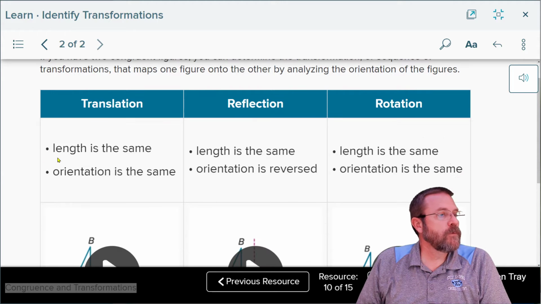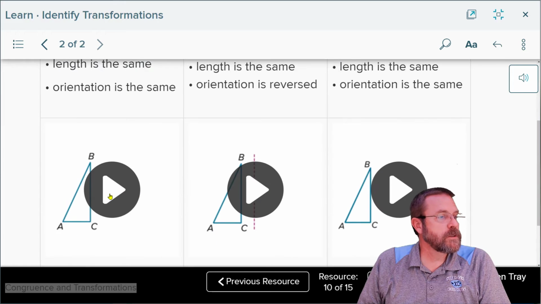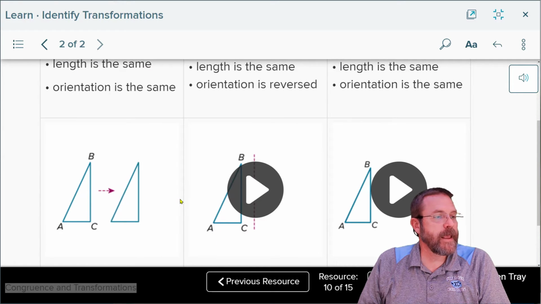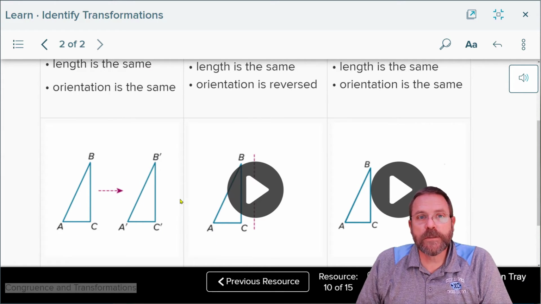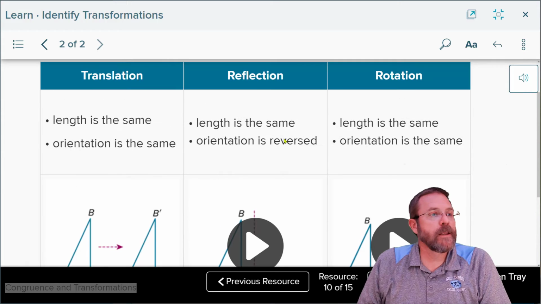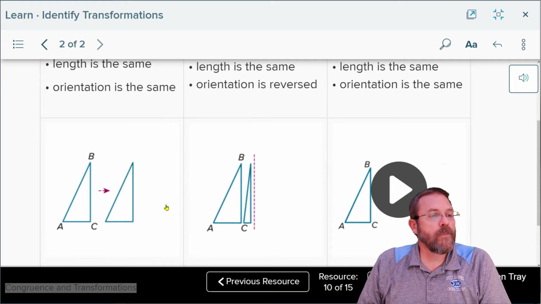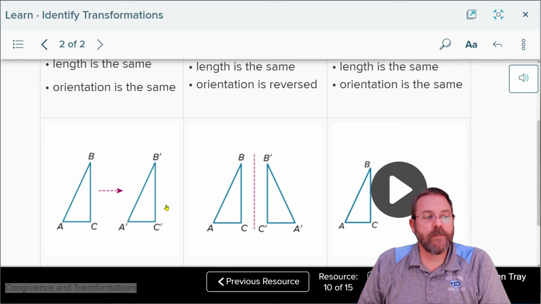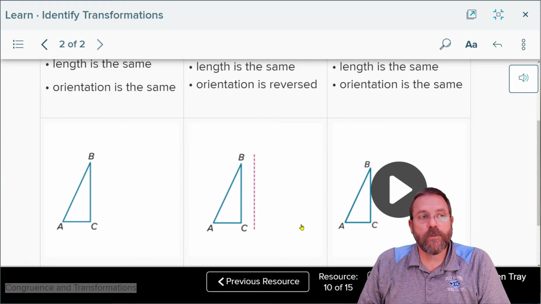If it's a translation, the length is going to be the same and the orientation is going to be the same, and we can see that happening right there. Everything stayed the same, it just slid. If it's a reflection, the length is going to be the same, but the orientation is going to be reversed. A was on the left, now A prime is on the right.